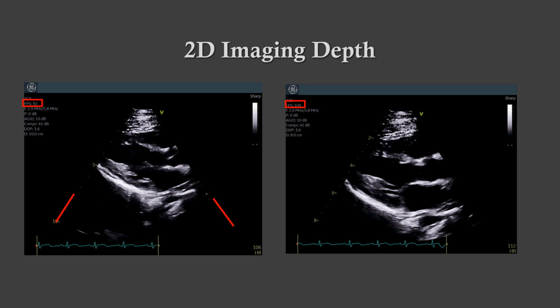On the left-hand side, we have an image with a sector that almost half of it is wasted versus the image on the right-hand side where the depth was adjusted and we can focus on the cardiac anatomy. With only one change, more particular, adjusting the depth, we change the frame rate from 92 to 109.